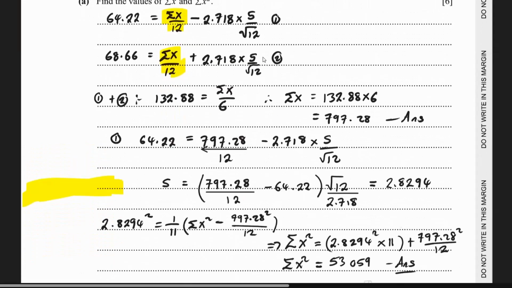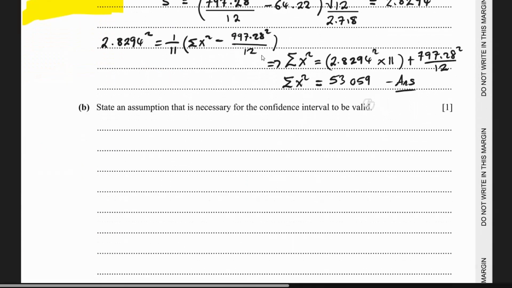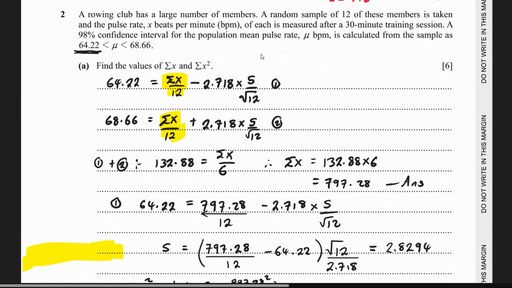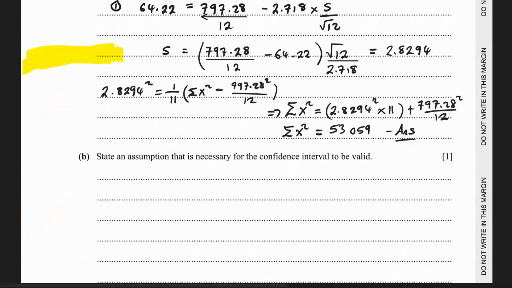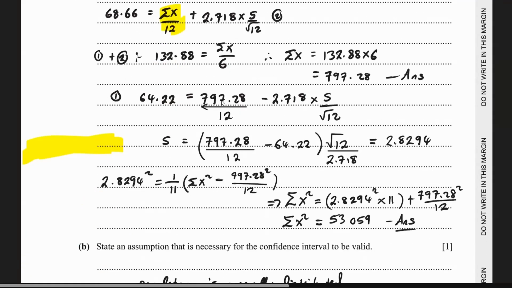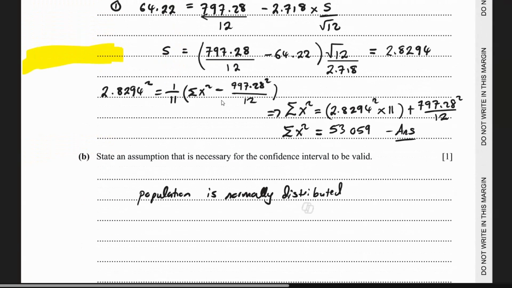All right, let's move on now to part B, and it says, state an assumption that is necessary for the confidence interval to be valid. So for the confidence interval to be valid, we have to assume that the population is normally distributed. And we hadn't been given that information, so we'll take that as an assumption. All right. So that's how we do it for this particular question.